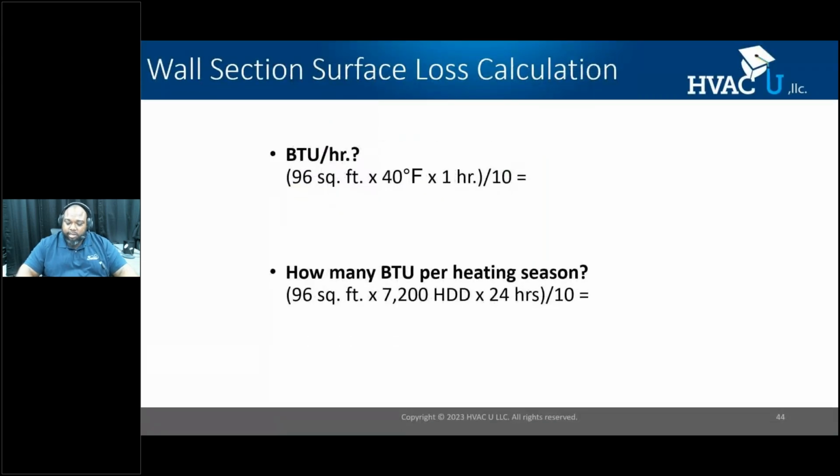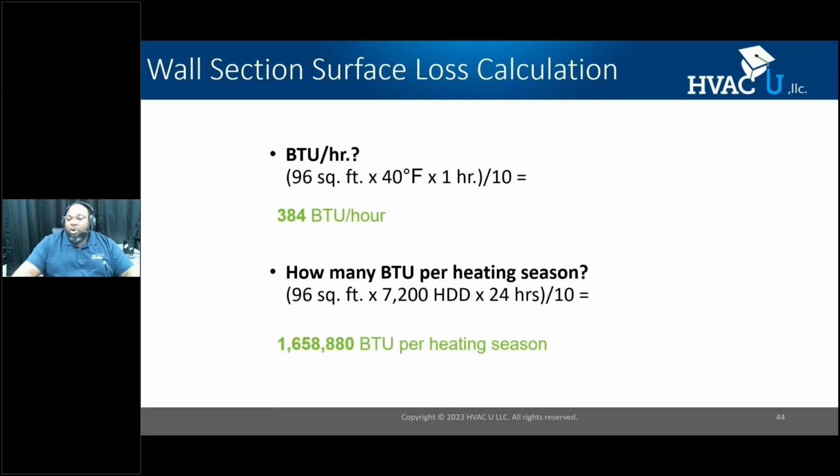All right, here's how our math breaks out. The BTU per hour for the surface is 384 BTUs per hour. That's based on a 96 square foot wall section with a 40-degree delta T, and then times 1 hour divided by the R-value of the wall assembly. All right, 348 BTUs per hour.